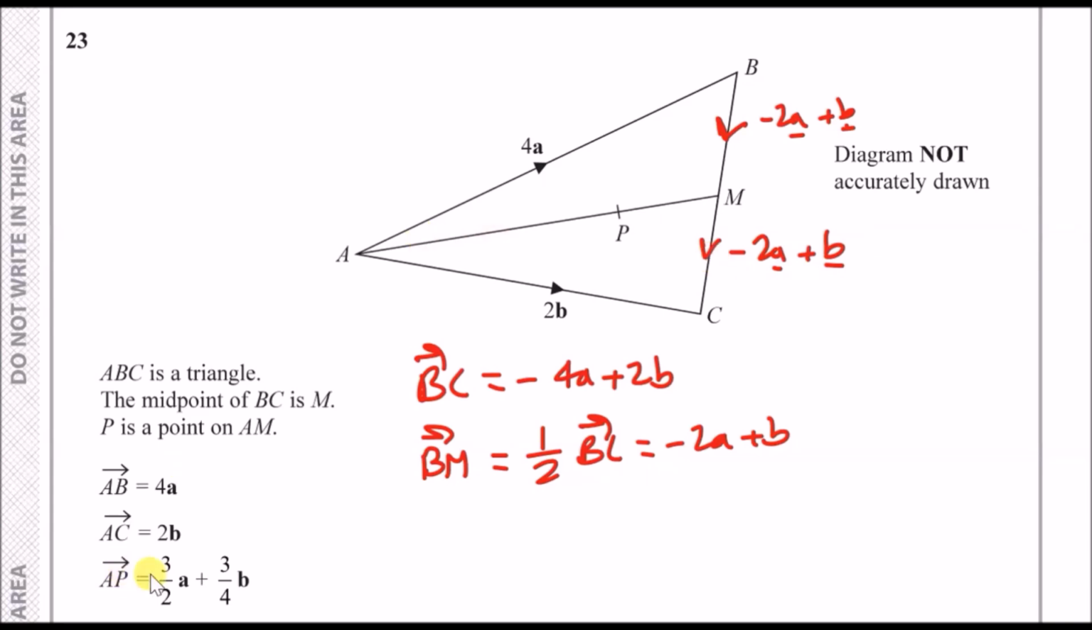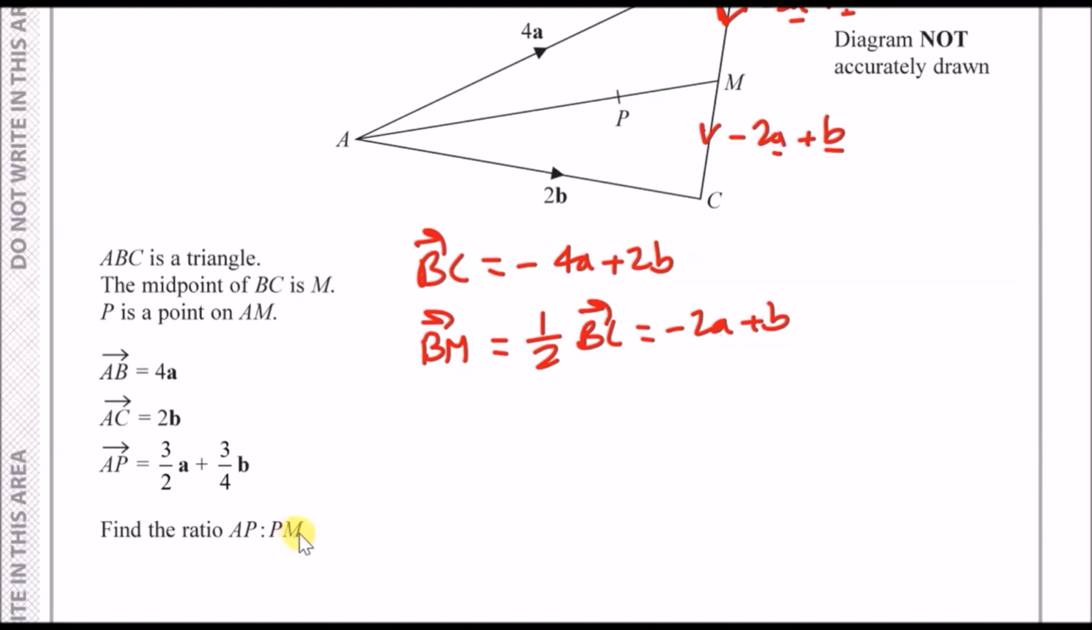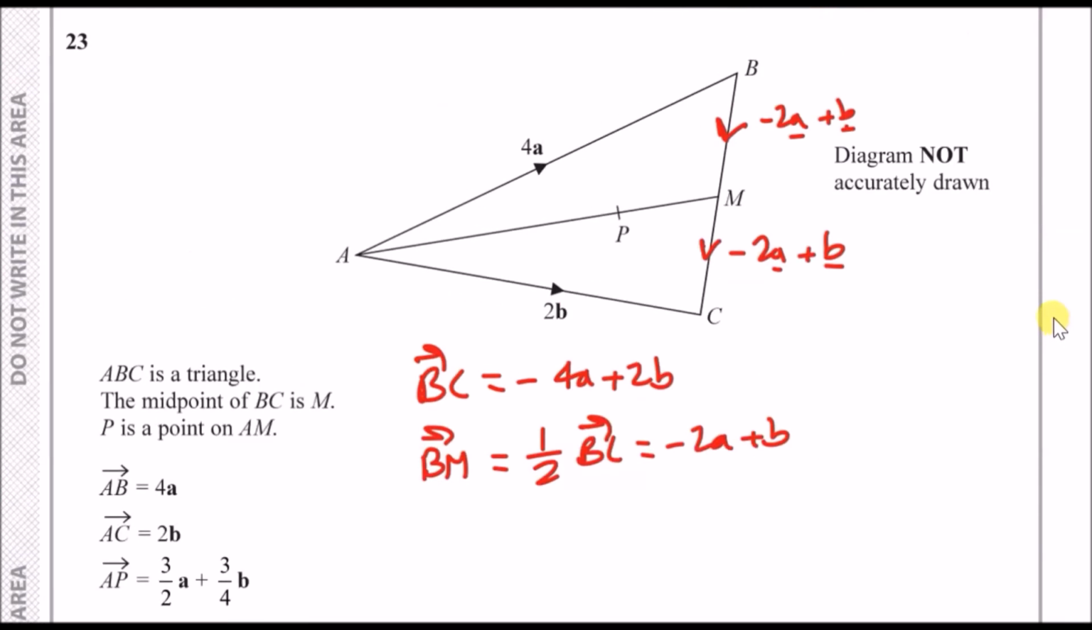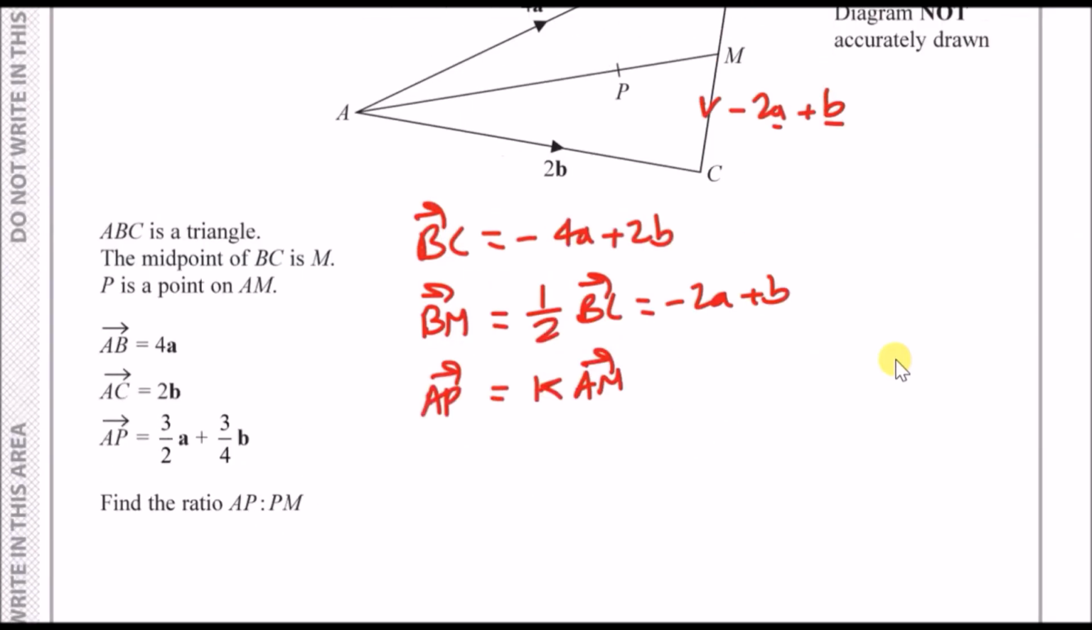Now, another thing they mentioned earlier is that A to P is already given, but they want us to find its actual ratio, right? So what we could say here is that A to P is probably some scale factor of A to M. So let's write that here. A to P equals some scale factor, let's call it k, of A to M. Okay, now we need to figure out what the scale factor is so we can complete the ratio.